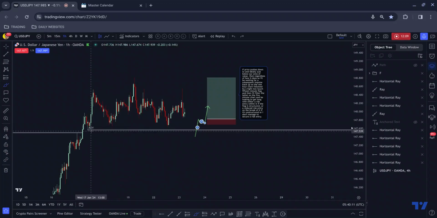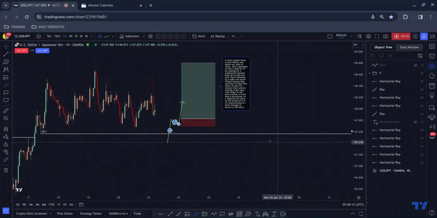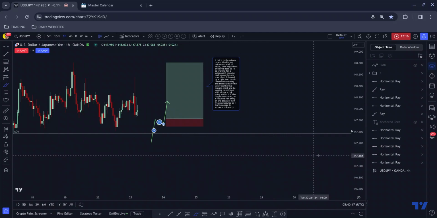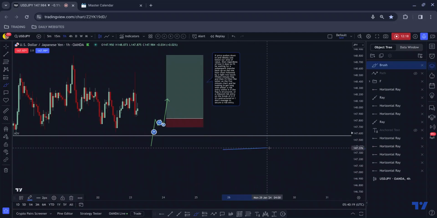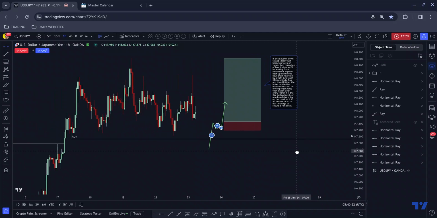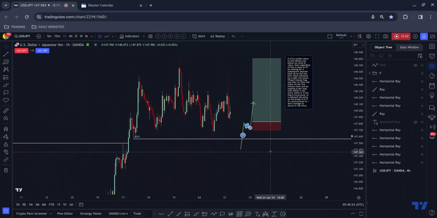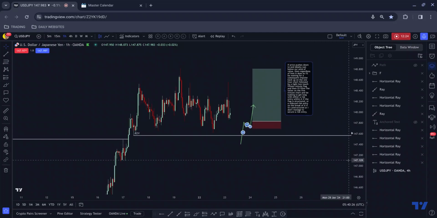So what I'll be looking for is price to tap into this area, a push up on the 1 hour again, a 15-minute flag, and then once again I'll be looking to get long either on the break of the flag or with a risk entry on the 5-minute chart within the flag, and then I'll be able to manage it up to, what do we have here?